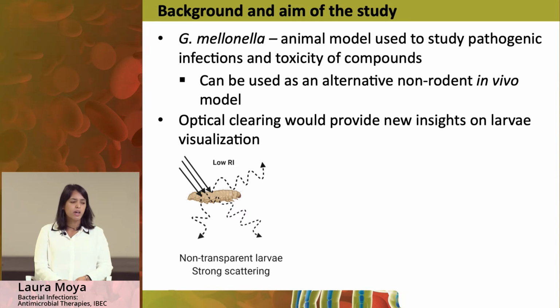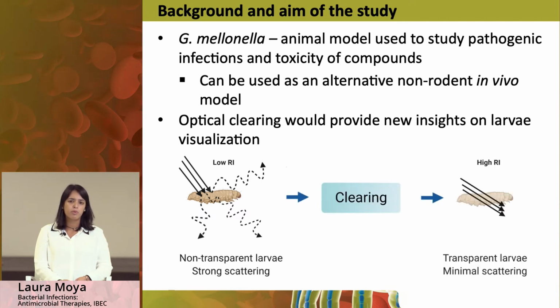Before clearing, we have a larva that has a thick cuticle and it's not transparent, so there's strong scattering of light. If we do clearing, we would end up with a larva that is transparent. It has a high RI, or refraction index, so the light can penetrate with minimal scattering.